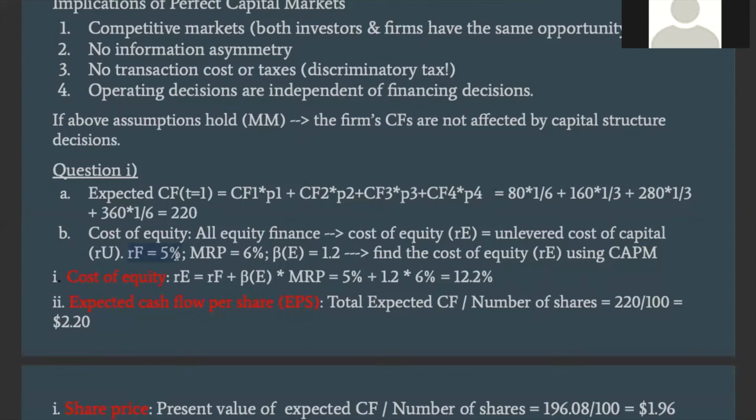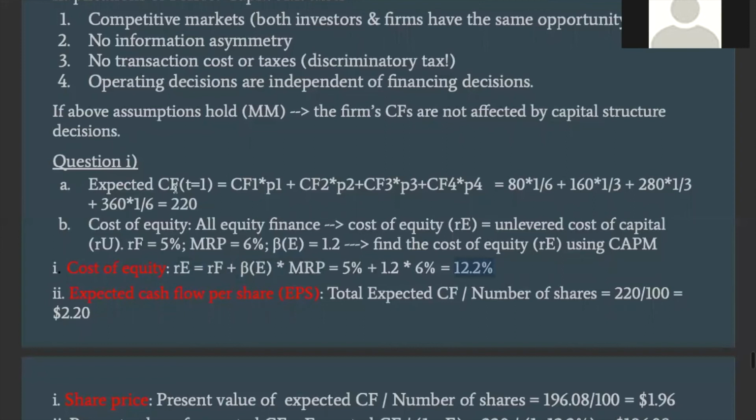At the same time, we have the risk-free rate. We also have the market risk premium, and we have the beta of equity. And with this information, we can find the cost of equity using the CAPM, which is a very famous concept in finance, and I'm sure you are quite familiar with. So now we have the CAPM formula for the cost of equity, which is basically the risk-free rate plus the beta of equity times the market risk premium. And this gives us a cost of equity capital of 12.2%.